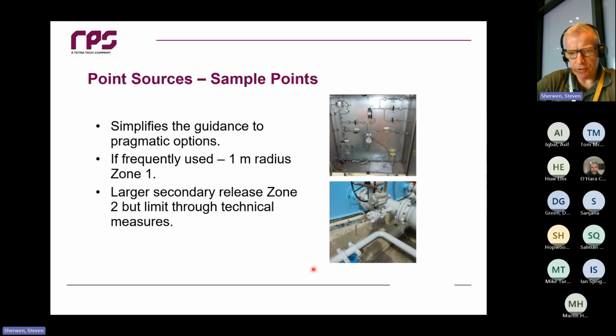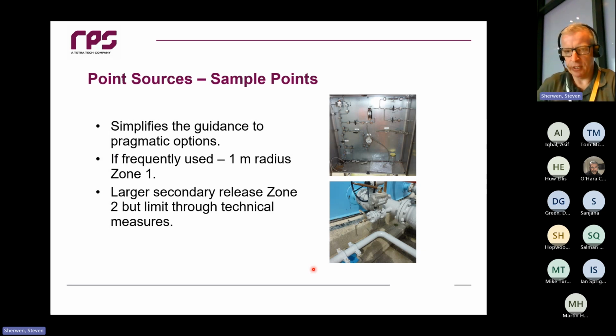Sample points. The guidance around sample points has changed a bit over the last couple of editions of EI15. The decision was made this time to take out a lot of the judgment calls and the complexity, and just state some pragmatic guidance: if you've got a sample point where you're taking an open sample, let's call it a zone 1 with 1 meter around it.